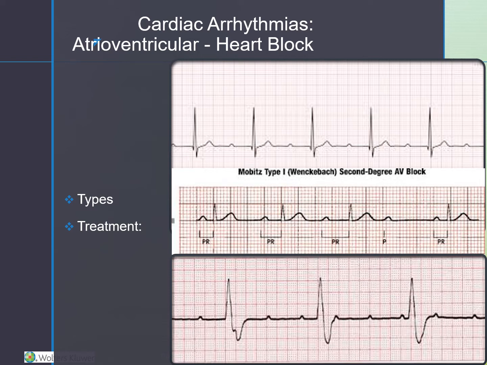With a complete heart block, again also known as the third-degree heart block, the atrial impulse never gets through, and the ventricles will then develop their own rhythm independent of the atrial rhythm. That ventricle rate will be pretty slow, usually 30 to 40 beats per minute. This requires pacemaker insertion.